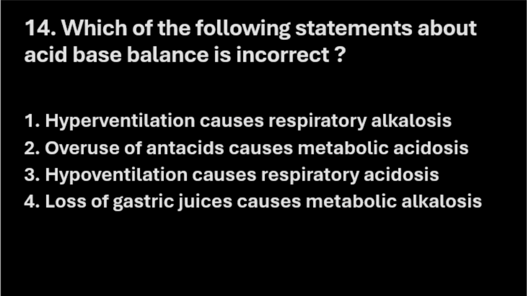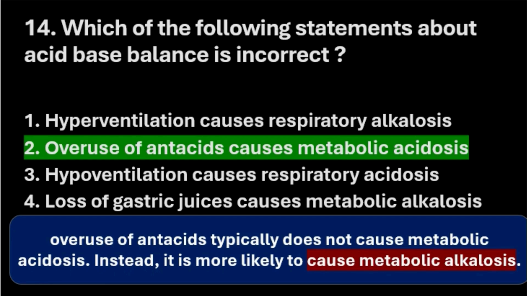Next question. Which of the following statements about acid-base balance is incorrect? Listen to the negative word, incorrect. Option 1: hyperventilation causes respiratory alkalosis. Option 2: overuse of antacid can cause metabolic acidosis. Option 3: hyperventilation causes respiratory acidosis. And option 4: loss of gastric juices can cause metabolic alkalosis. Right answer here is option 2. Overuse of antacid can cause metabolic acidosis.